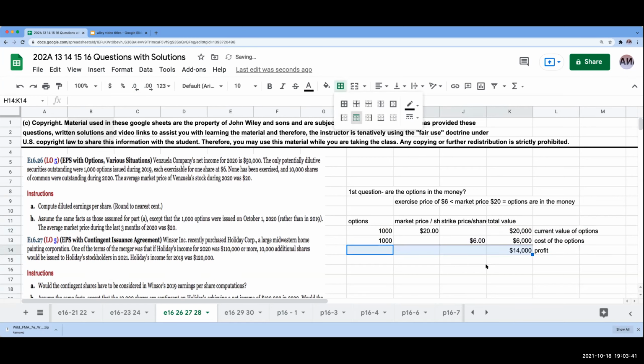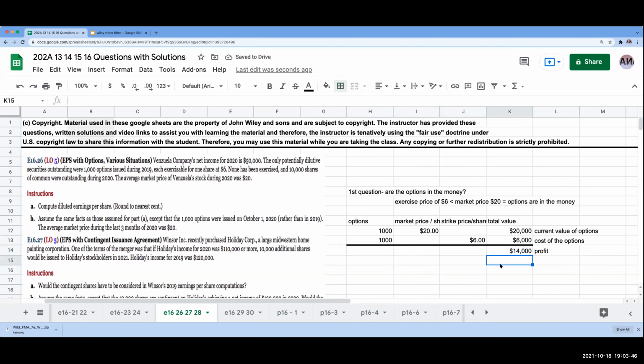Now, this is what we would call a cashless exercise, meaning that you get the options without paying any cash. So instead of giving them a check for $6,000, they're going to give us 14,000, or basically the current market value of the options. What is the current market value of the options? Well, if my strike price is 6 and the market's at 20, it's going to be $14 per share, or 14,000.